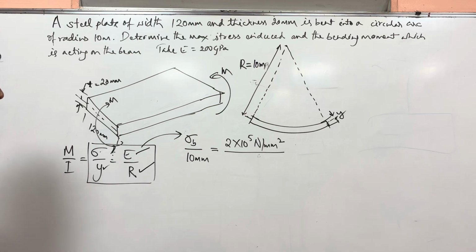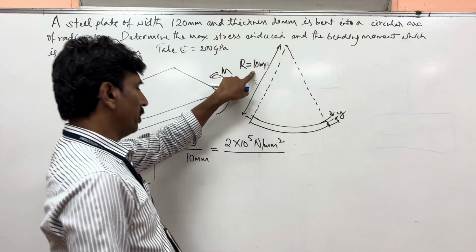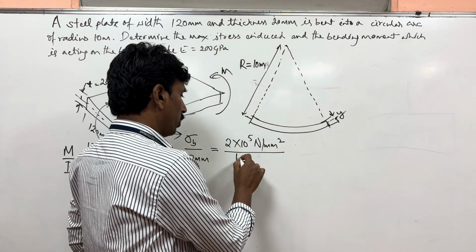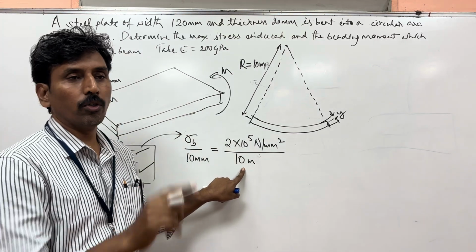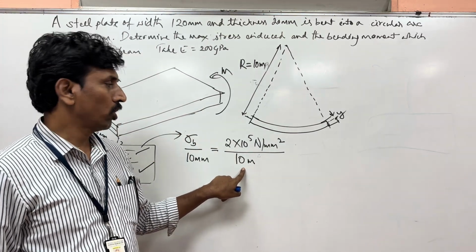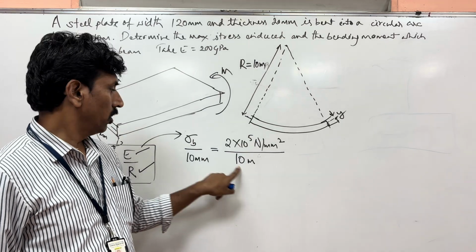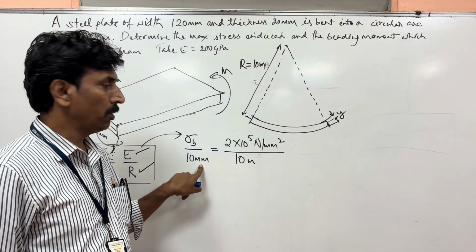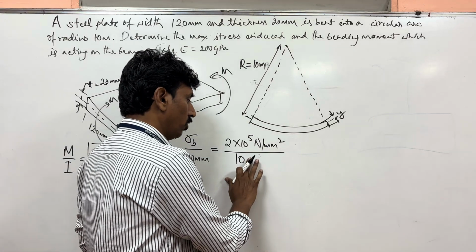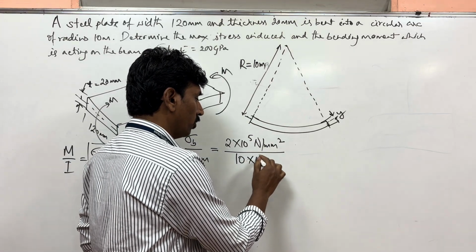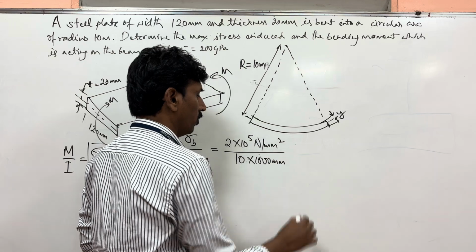And then divided by R. R is equal to how much? 10 m. Most of the students substitute this value and start working with the calculator. They go completely wrong because here it is mm, here it is meters. So you need to convert this into millimeters to go further.